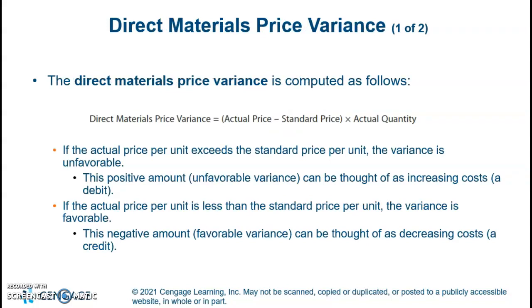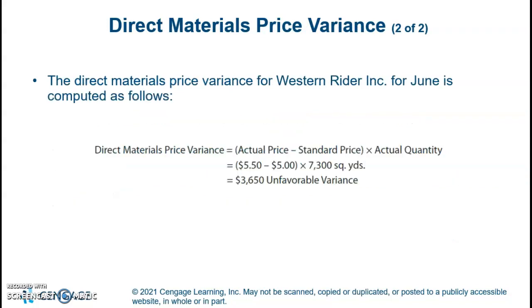So let's break down the price part. Here's the formula to break down our price. It's the actual price minus the standard price. This makes sense because we want to know actual minus standard to get our price difference. Then we're going to times it by the actual quantity.